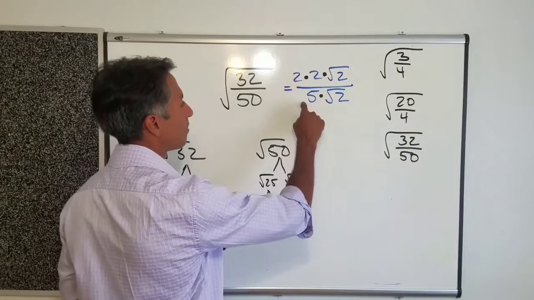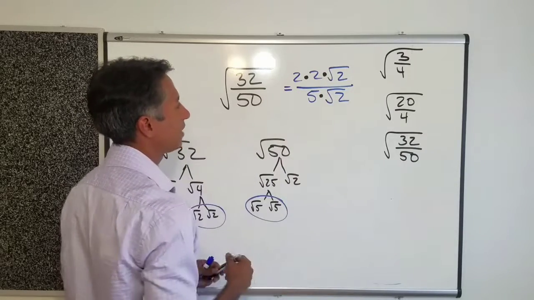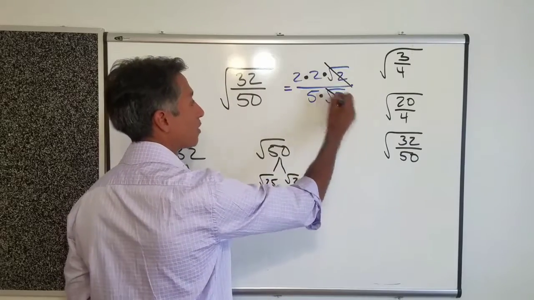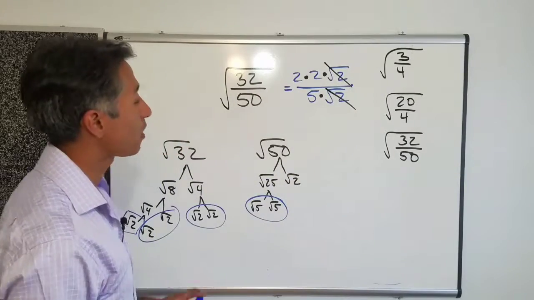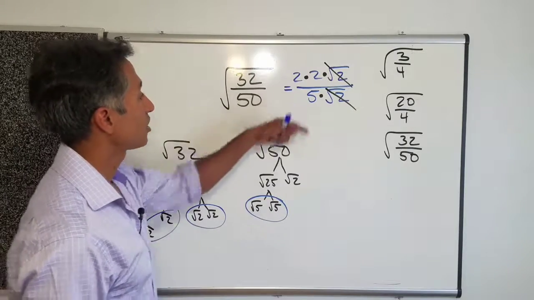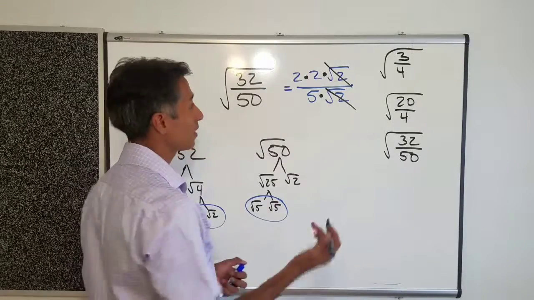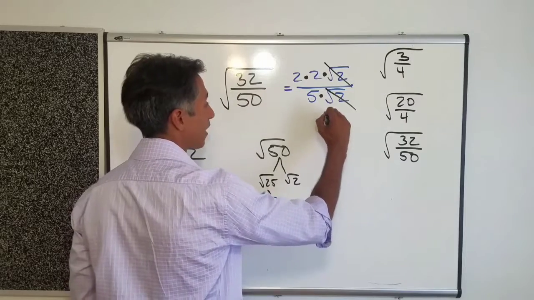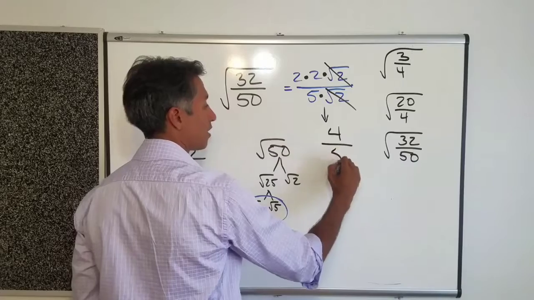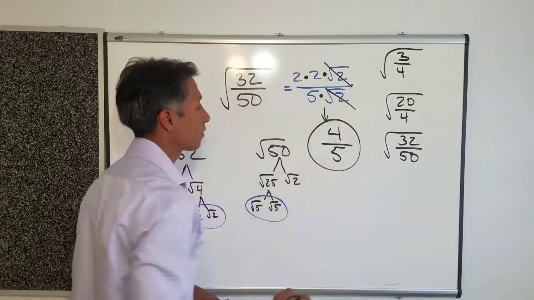Do I have any 2's on the bottom? No, so I can't do anything with that stuff. But I do have a square root 2 and a square root 2. So because I have one of them on the top and one on the bottom, I can reduce that. And now I'm just stuck with that. I can't really do much with it. It doesn't reduce, so my final answer is just 2 times 2, which is 4, over 5. Okay?